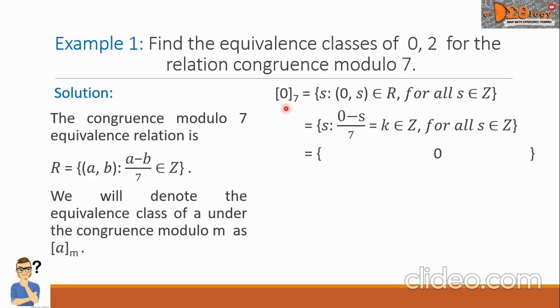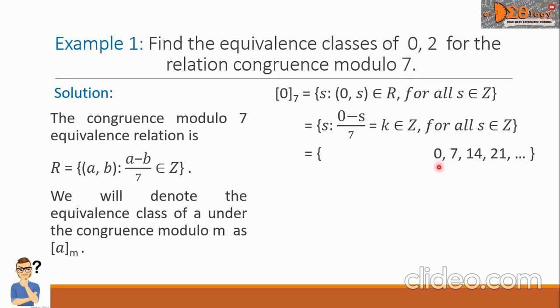The first element will be 0 itself. On the right side of 0, the next element will be 0 plus the modulo 7, and that will be 7. This value 7 plus the modulo 7, we will get 14. 14 plus 7 will be 21. This pattern will continue as we go on with the right side.